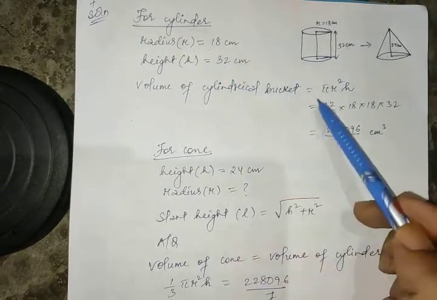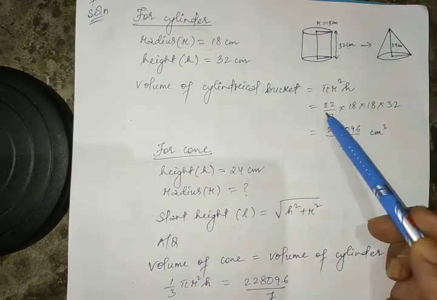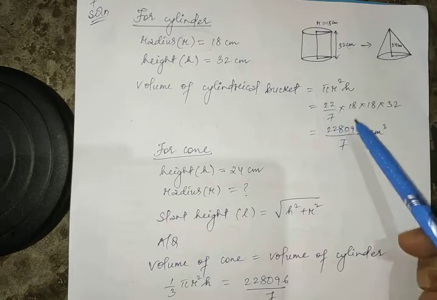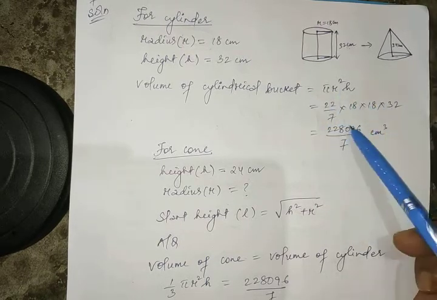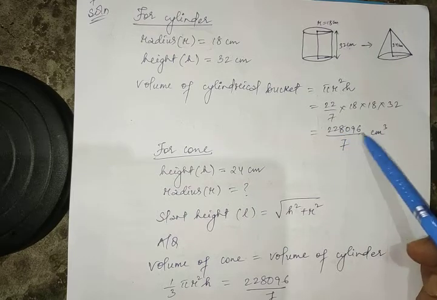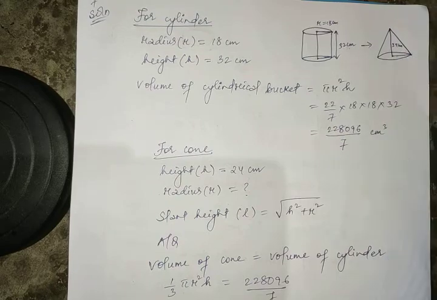So volume of cylindrical bucket will be same formula, volume of cylinder, that is pi r square h. So you put the values, pi is 22/7 into r square is 18 into 18 into h is 32. Okay, so after multiplying you will get this 228096/7 cubic centimeter. So this is for cylinder. Now let us find for cone.